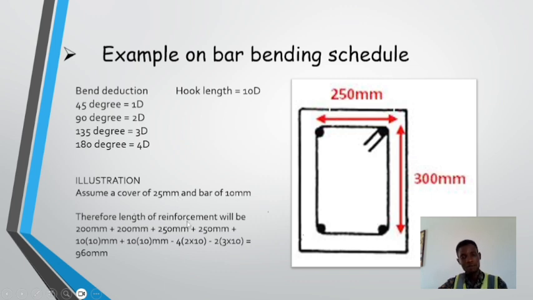Therefore, the length of reinforcement will be 200 plus 200 plus 250 and all these values. How do I come about all these values? Let's start from the top. The concrete section is 250 mm. Now we need to have a cover here and a cover here. This is 25 and this is another 25. We are going to subtract this 25 from this 250, that is 25 plus 25, which is 50. Now 250 minus 50, we are going to have 200.